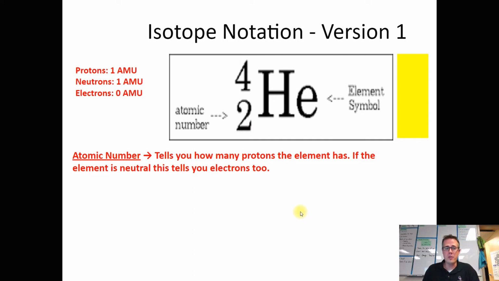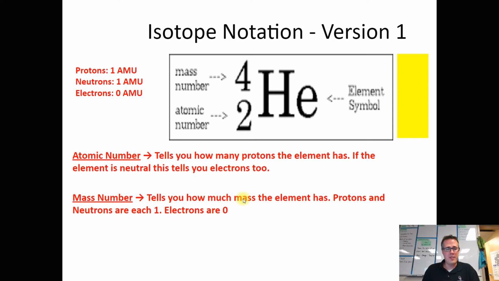If this element is neutral, which for this class right now, everything is neutral, that means that our electrons have to be the same amount. So this is going to have 2 protons and 2 electrons so far. The neutrons are the little tricky part. That's what we need the mass number for.